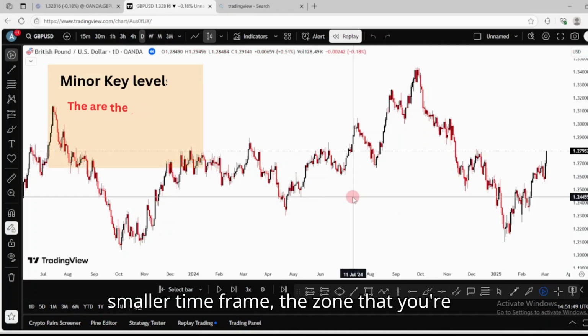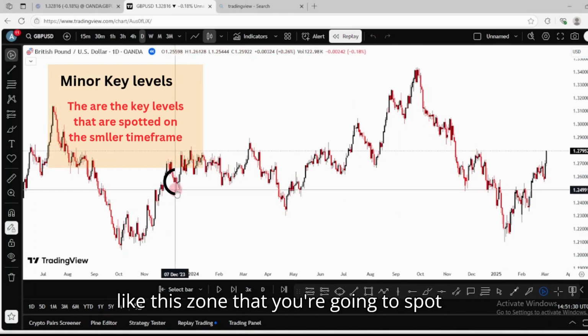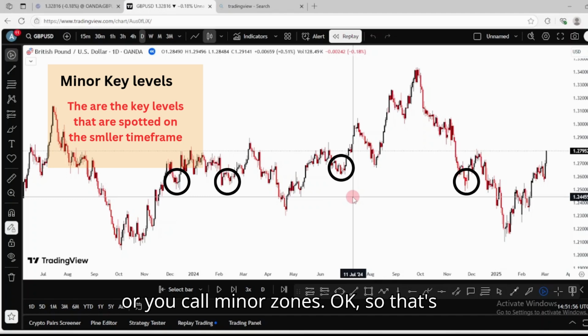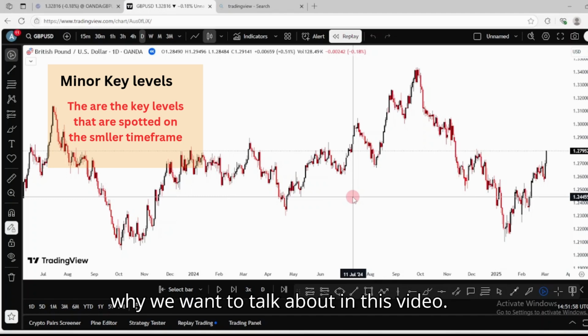And when you are on the smaller time frame, the zone that you're gonna spot, like this zone, that you're not gonna see when you scale up to the daily time frame, are what you call minor zones. So that's what we're gonna talk about in this video.